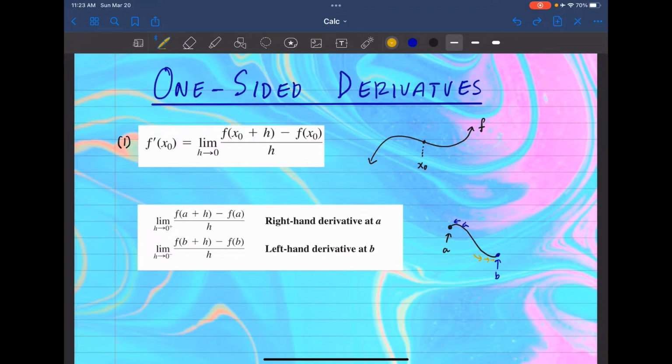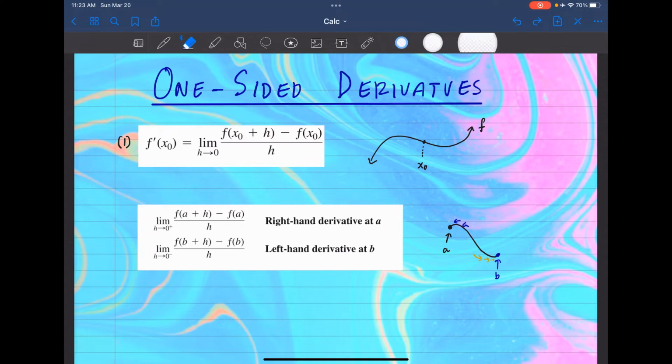So at the endpoint, we can talk about a one-sided derivative, but when it's an interior point, we assume that the left side and the right side are equal. If these two happen to be finite and the same, then we say that the derivative exists at that point, x naught or a or b, whichever it is.